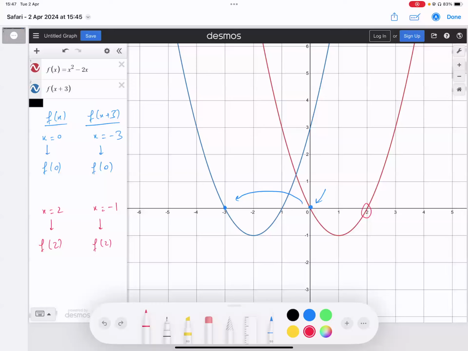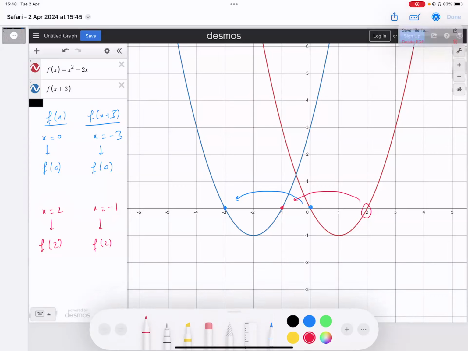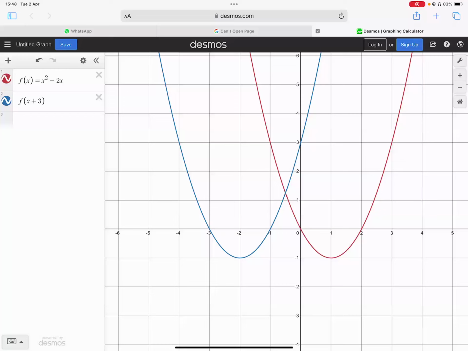So the value that you were getting at x equals 2 earlier, now you get that same value at x equals -1. So the point at 2 on the graph basically moves to -1 like this. So every single point on the graph is actually going to move 3 units to the left. So if you have x plus 3 inside, what happens to the graph is it moves to the left.